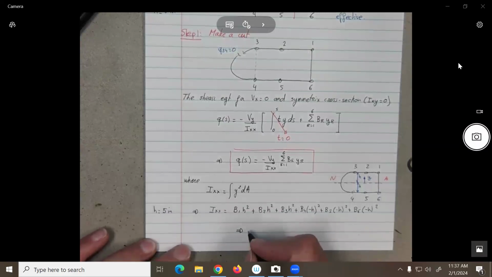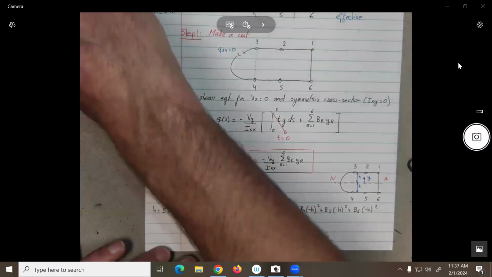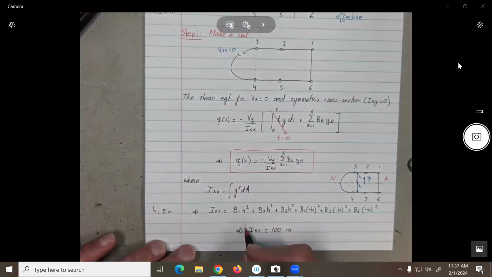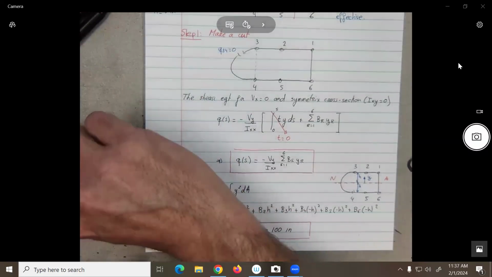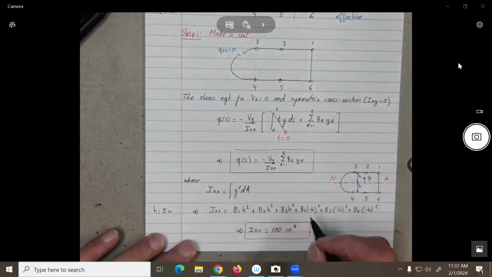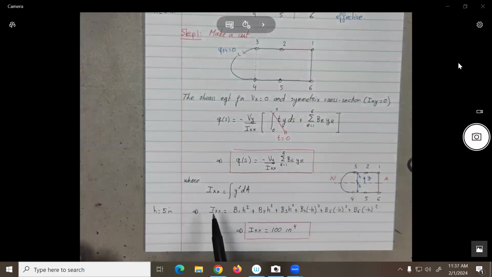H is 5, no? So if we do the math, this will give you a moment of inertia, believe it or not, just equal to 100. And what should be the units? Inches to the 4, because we have area, units of area times y squared, no? Okay?